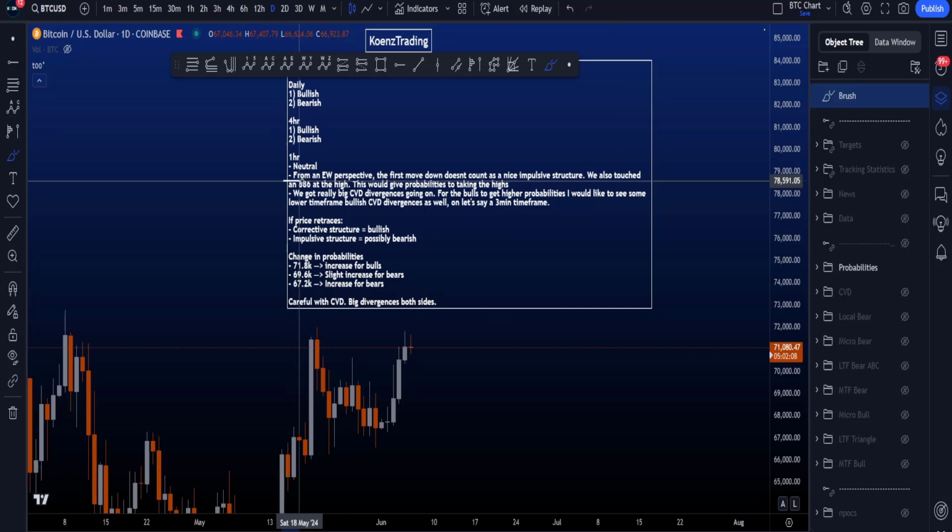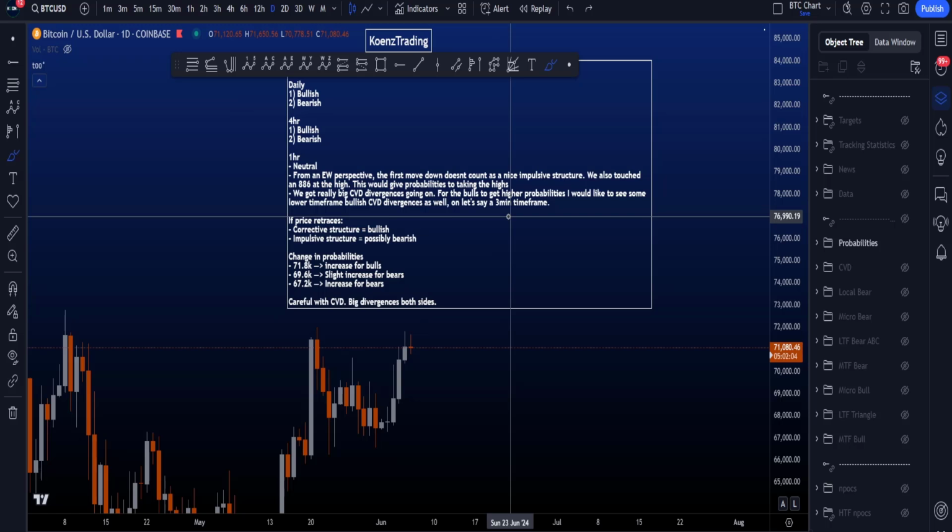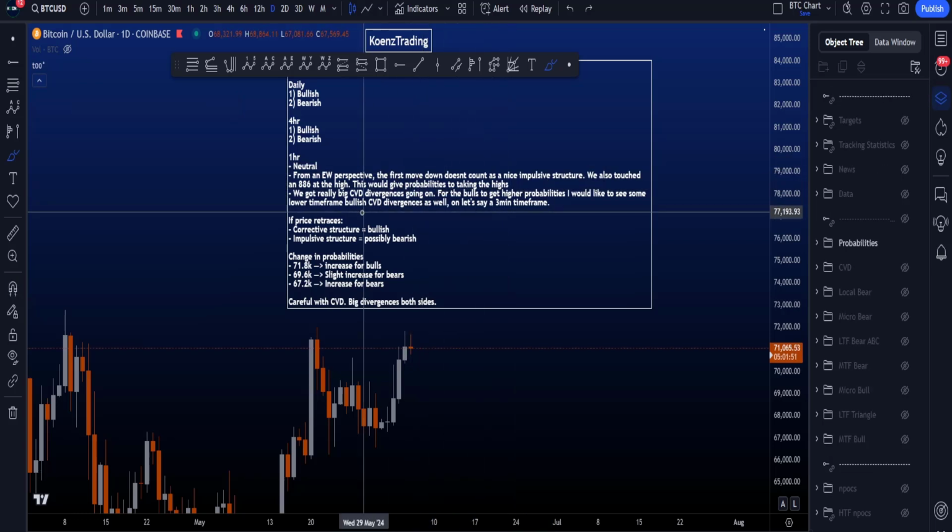From an Elliott wave perspective, the first move down from the recent high that we made does not count nicely as an impulsive structure in either an impulse, diagonal, or a double 1-2. We also touched an 886 at the high. Now generally, because of the structure down, the probabilities would be a bit higher to take the highs. However, we got really big CVD divergences going on, both for the bulls as well as the bears.